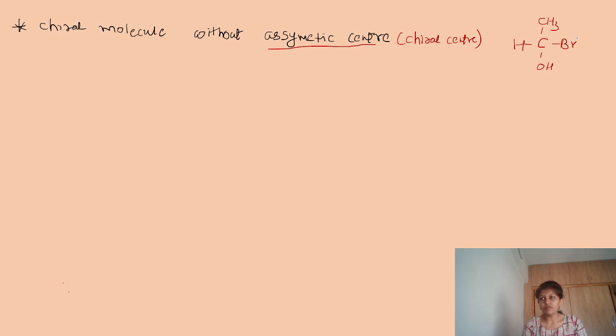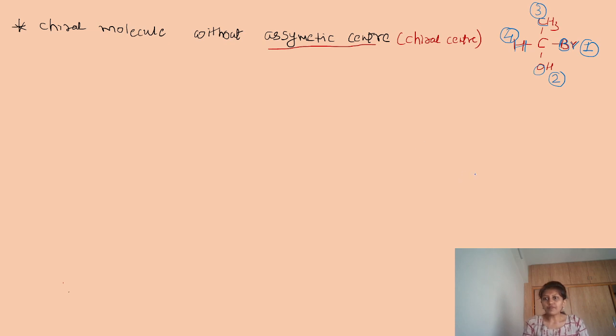First of all, we have to give the priority to the group having high atomic mass. Here the carbon is attached to oxygen, here to bromine, here to carbon, and here to hydrogen. So we have to give the priority: Br first, OH second, methyl group third, and hydrogen fourth, right?